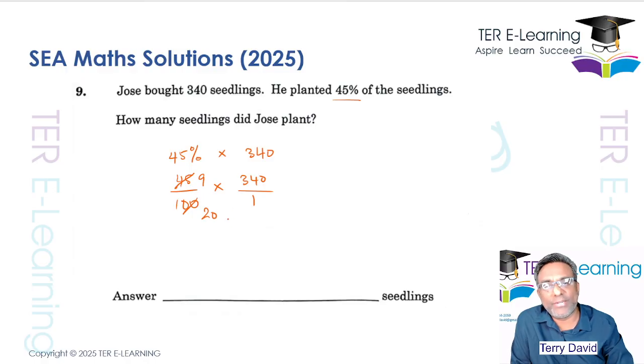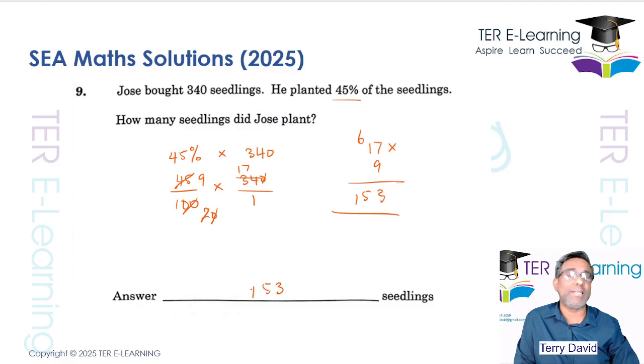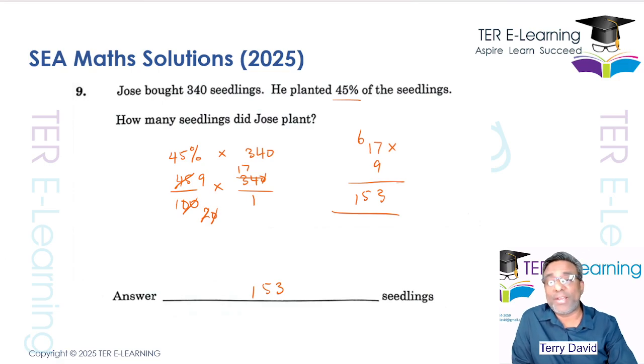So we have 9 over 20 here. This 0 can cancel with this. This 2 can go into this 17 times. So all I need to do is to take 17 and multiply by 9. 9 7s are 63. 9 and 6, 9 is 9, 9 and 6 is 15, right? So that's going to give me 153 seedlings, right? So that's the amount of seedlings that he planted, the 45%.